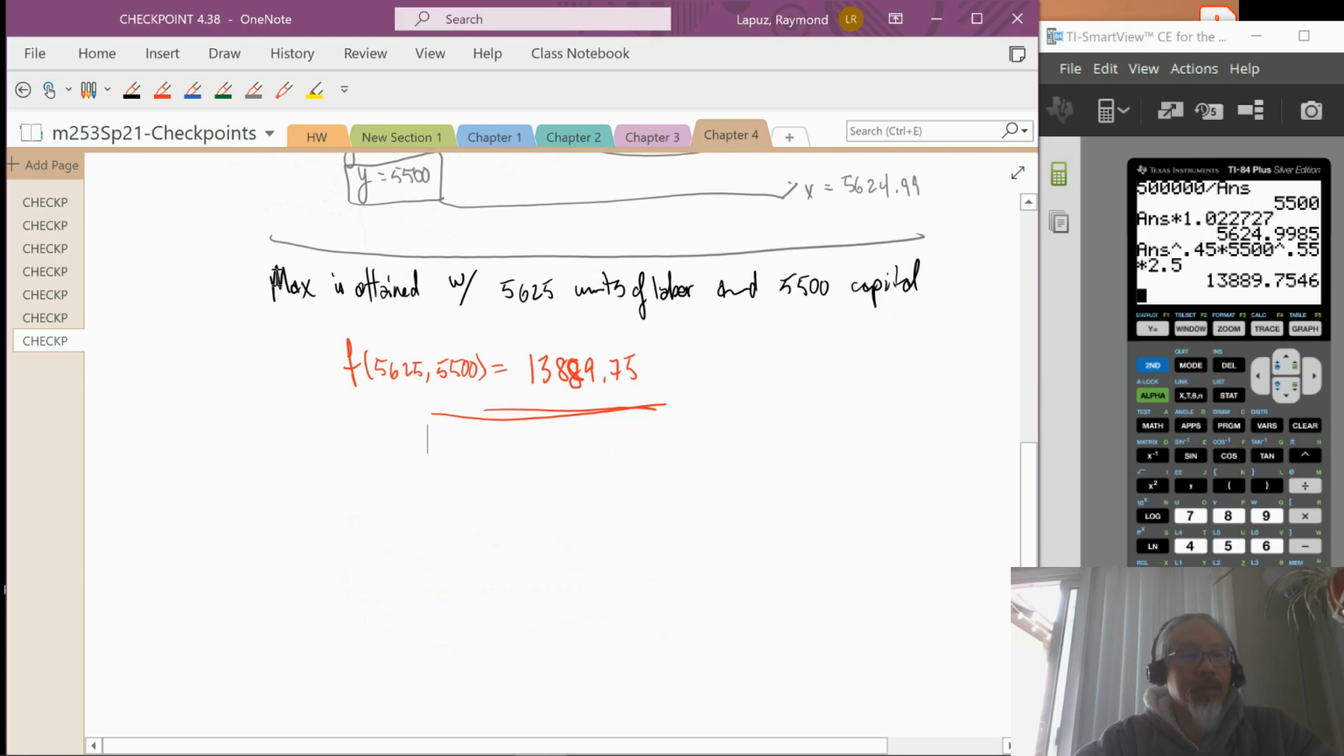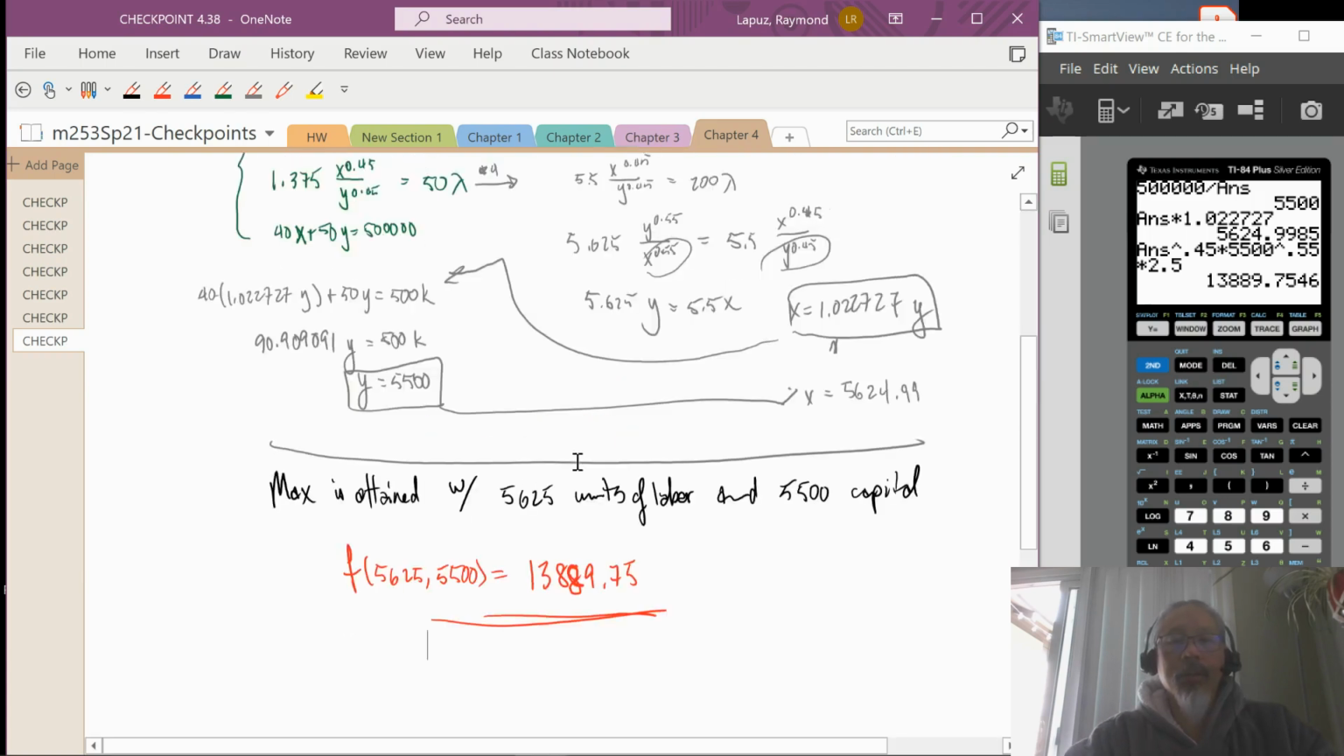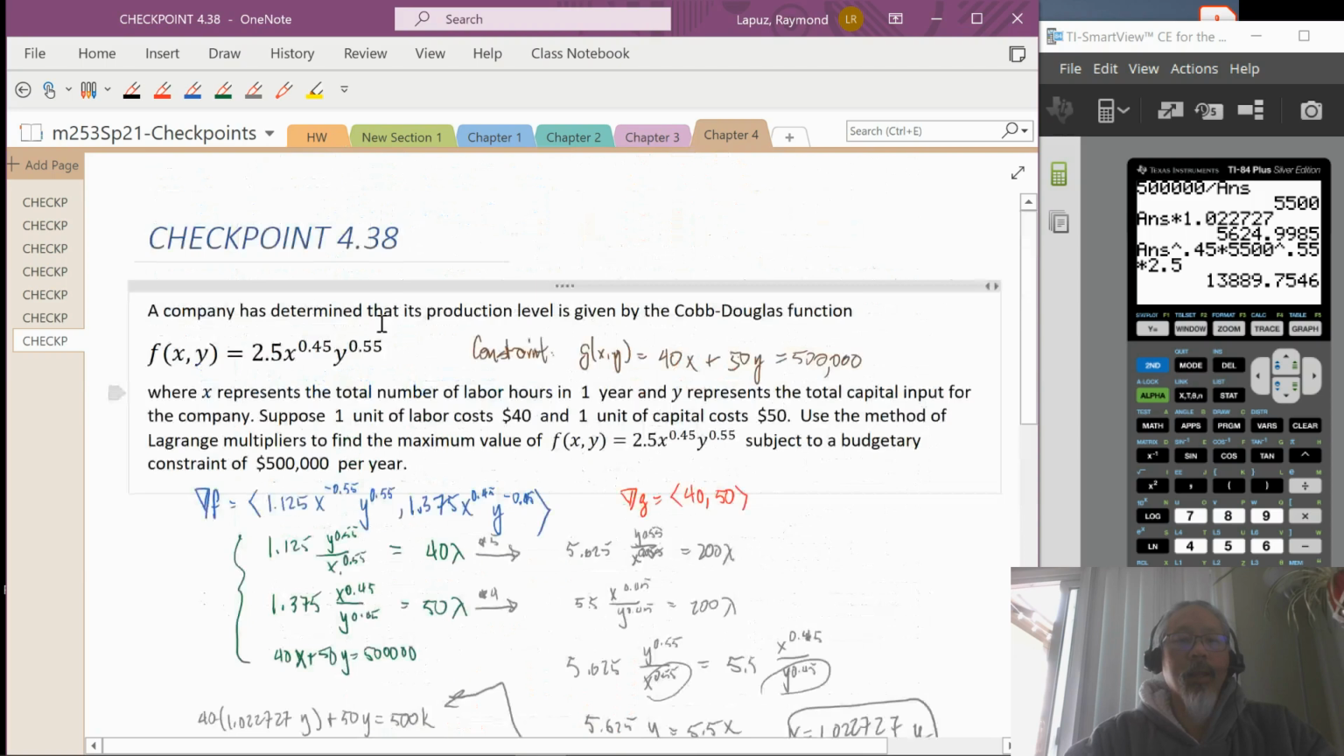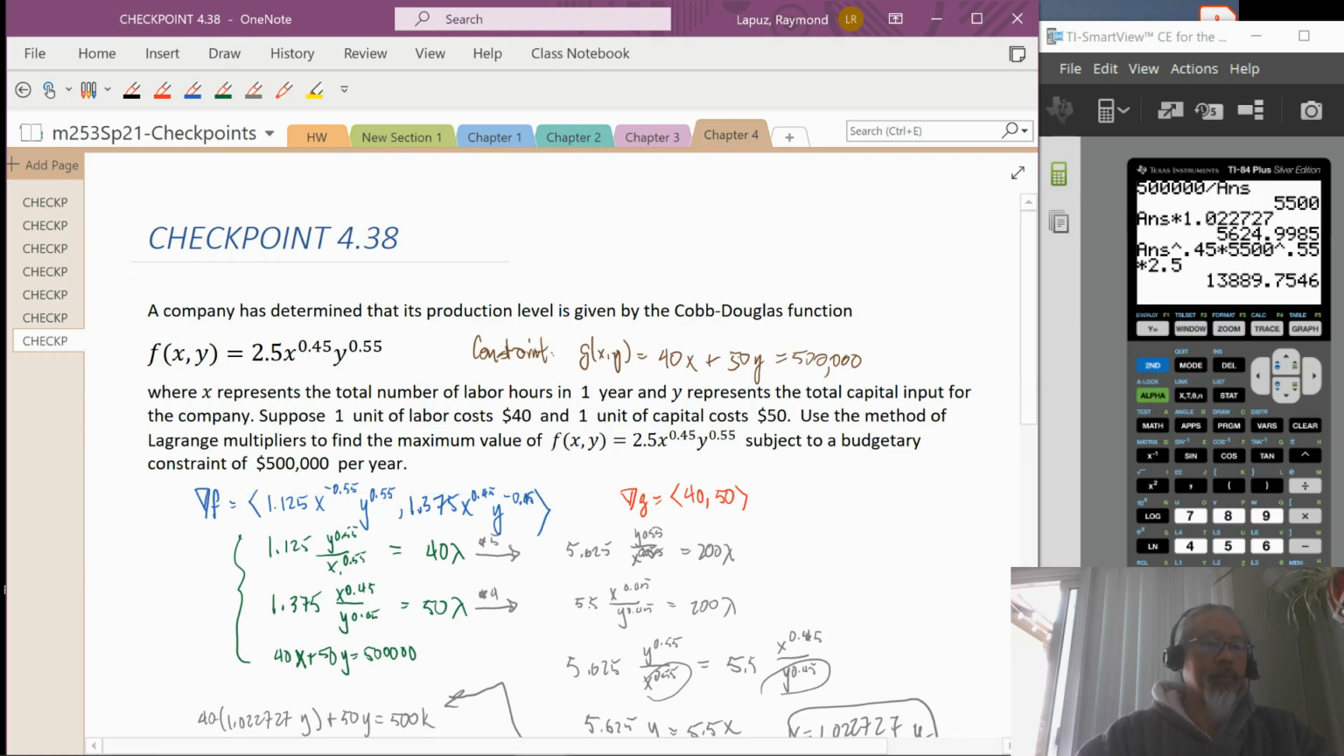It'd be interesting to also see this in a graph. So I would highly suggest that you try to graph this using CalcPlot 3D. You might need to do some adjusting for the domain. We want to include the 5,500 and 5624, and so that's going to be a really huge domain. So if you can find that and adjust it a certain way, that would be great. Okay, good luck.